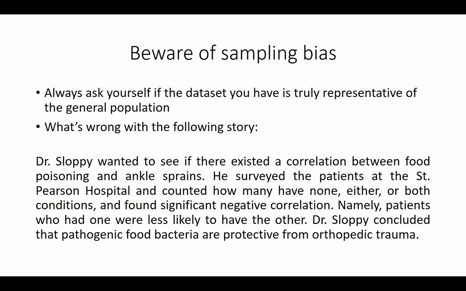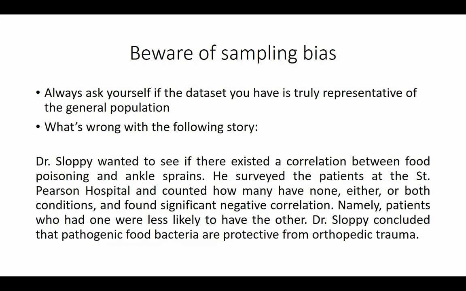Now, what do you think might be wrong here? Except, of course, from the last conclusion, which is obviously very arbitrary. But even if Dr. Sloppy had just settled on a more basic conclusion, you would just say that there is negative correlation between food poisoning and ankle sprains. What would you think about it?